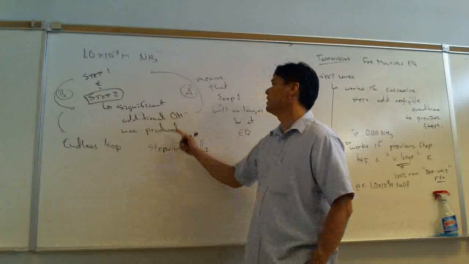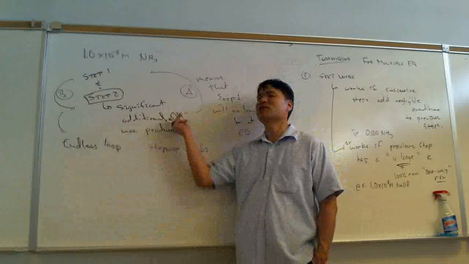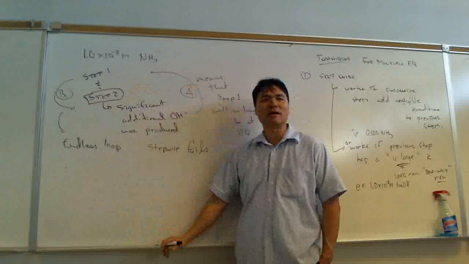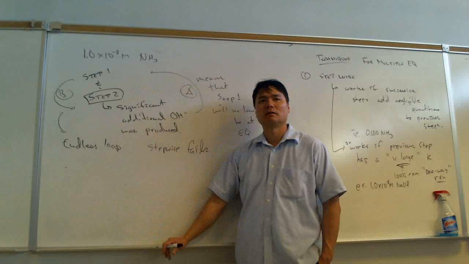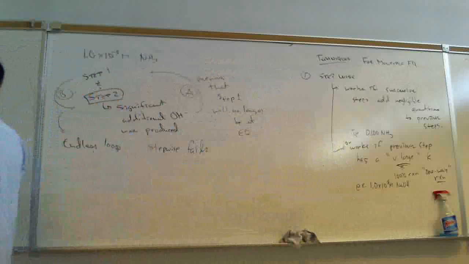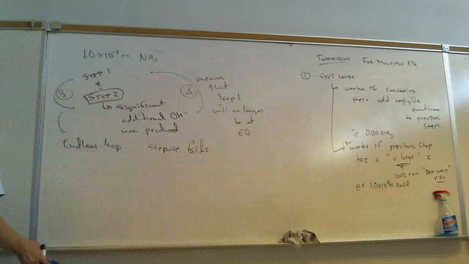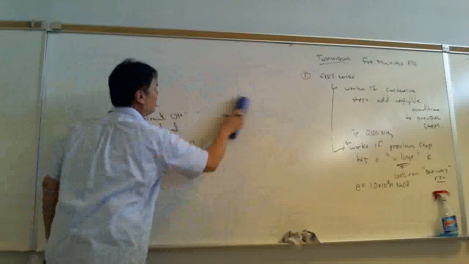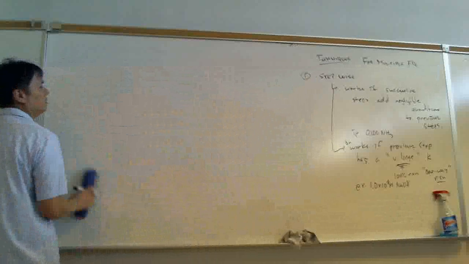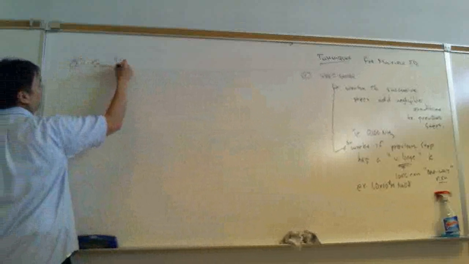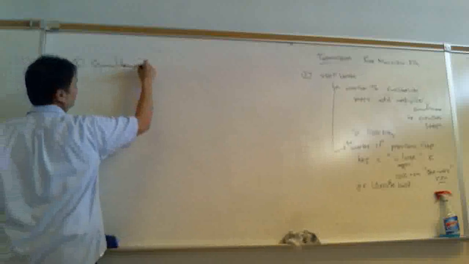Stepwise fails because here I generate a significant amount of hydroxide, which is going to screw up the equilibrium I just established in step 1. So when stepwise fails, then we have to look for a different method. And so the different method is the general method that we can use for all. I call it simultaneous.